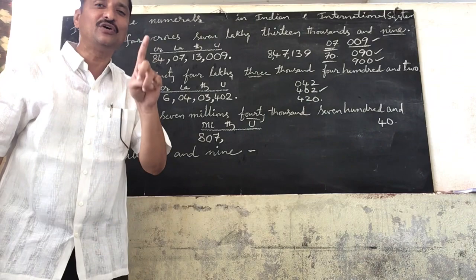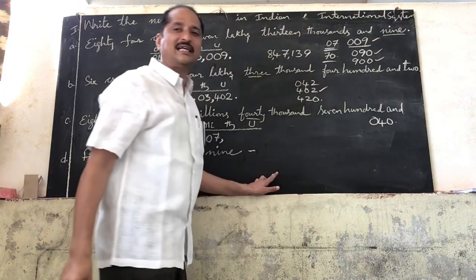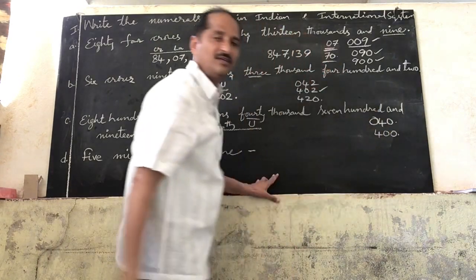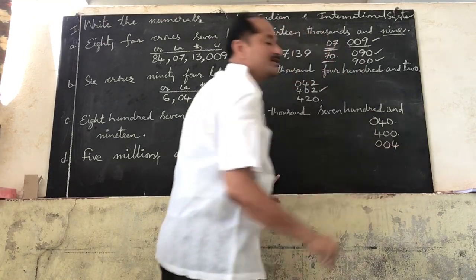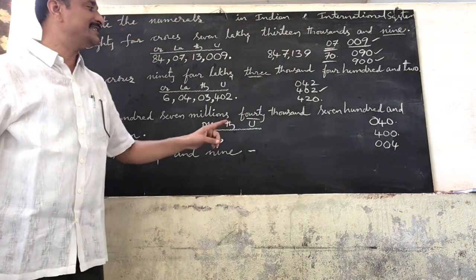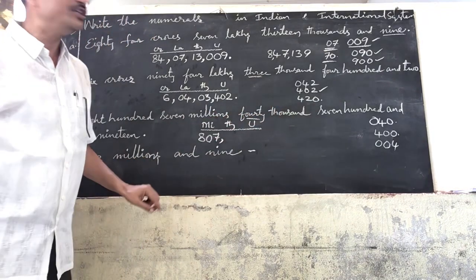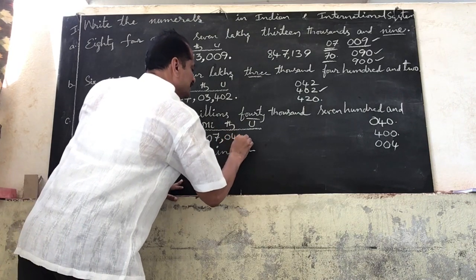Yes, 040. So that is 40. If you are writing 400, how much does it become? 400. If you are writing 004, how much does it become? 4. So now he has given 40 for us in thousands place. So you have to write 040. Thousands period. So this is thousands period.